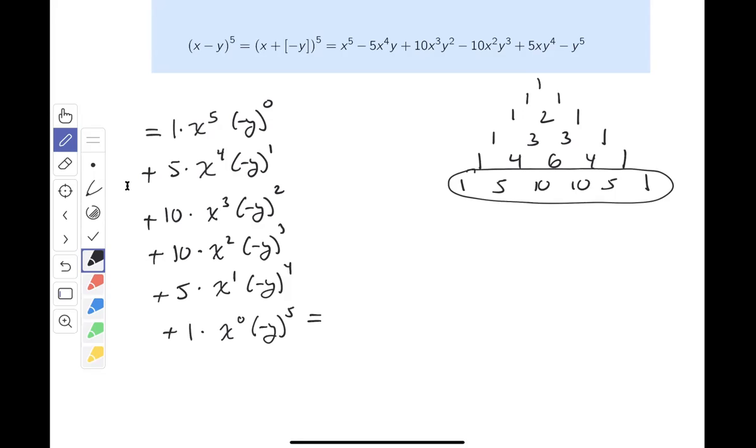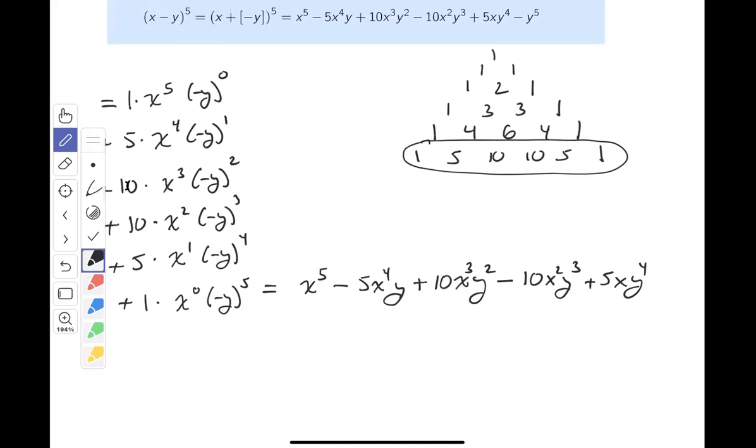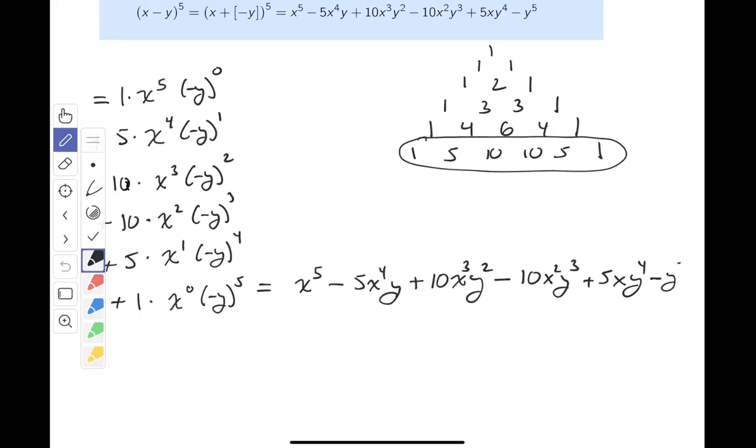Let's simplify. What's the first term? X to the fifth power. What's the next term? Minus 5x⁴y. What's the next term? Plus 10x cubed y squared. What's the next term? Minus 10x squared y cubed. What's the next term? Plus 5xy⁴. Last but not least, minus y to the fifth power.